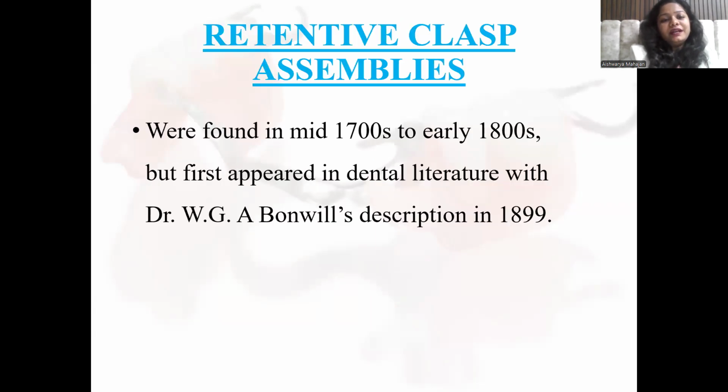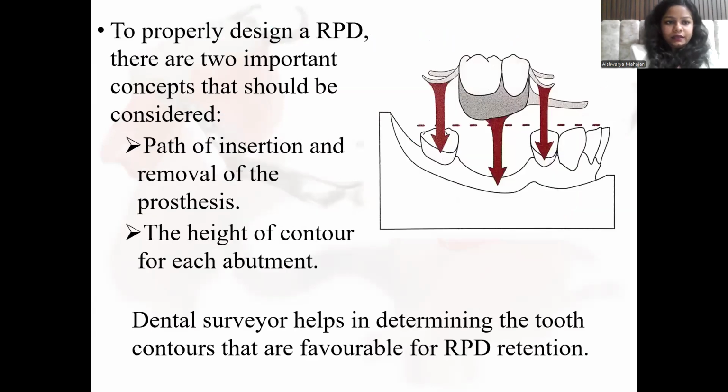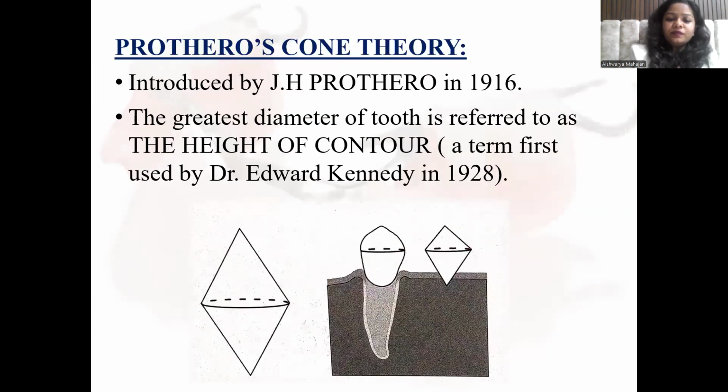Now moving on to the retentive clasp assembly, these were introduced by Dr. W.G.A. Bonwill in the year 1899. To properly design an RPD, there are two important concepts that should be considered. First is the path of insertion and removal of the prosthesis, and second is the height of contour of each abutment. Both of these are determined using a dental surveyor in removable partial denture.